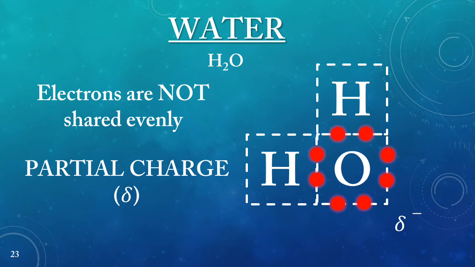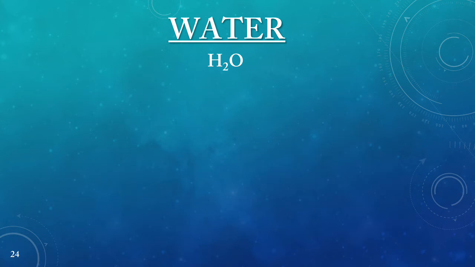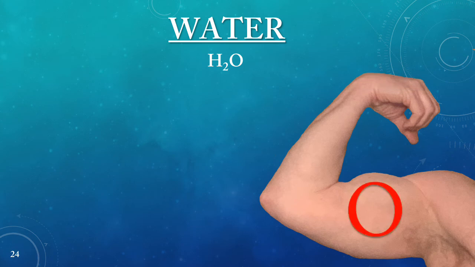So what does that mean? It means that the electrons hang out with the oxygen side of the water molecule more often. And if there's a partial negative charge on the oxygen side of the water molecule, well, guess what? There's a partial positive charge on the hydrogen side of the water molecule. So I like to look at this as strength. We talked about this before. So here we have water, and I have a strong oxygen.